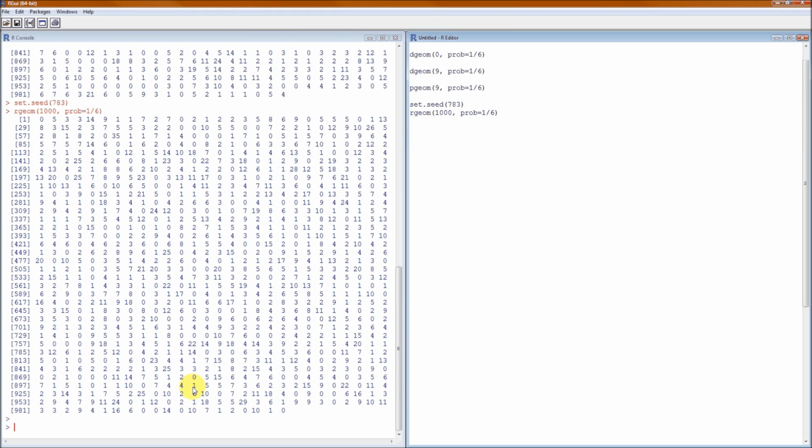If you glance through here, you'll see some 22s, there's a 25 and a 24, there's a 29, so it can get up pretty high. In fact, there is no upper bound for a geometric distribution.